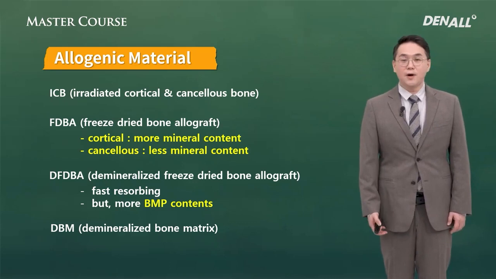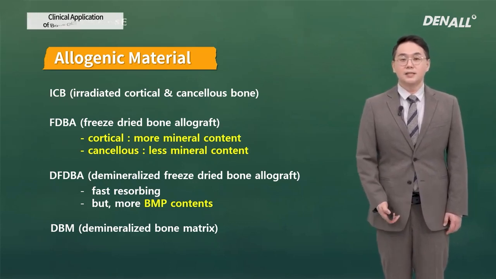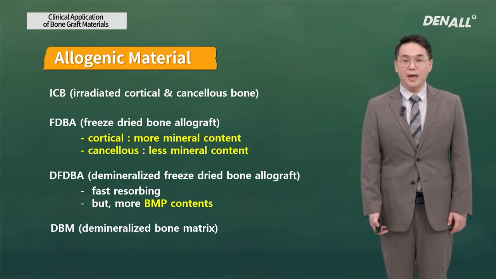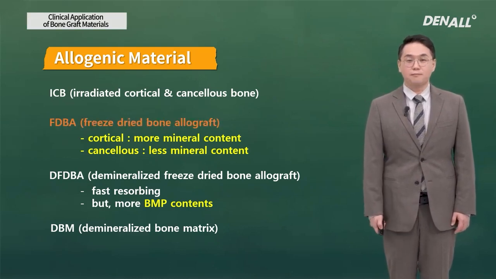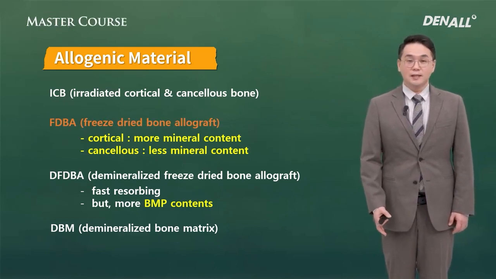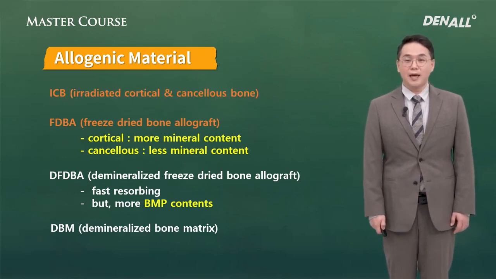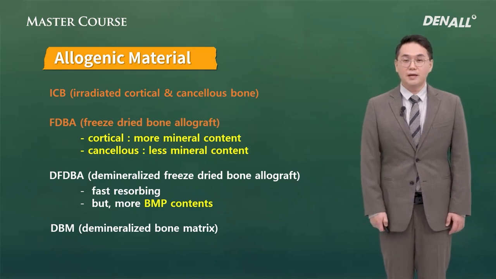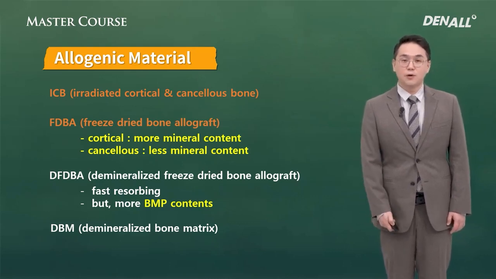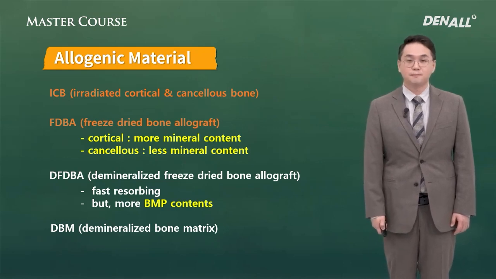Commercially, rapid freezing is something we can easily use. FDBA, freeze-dried bone allograft. Some company uses highly concentrated irradiation, which is called ICB. Optimount Tissue Bank is providing that product, but in Korea, FDBA is the one mostly used.